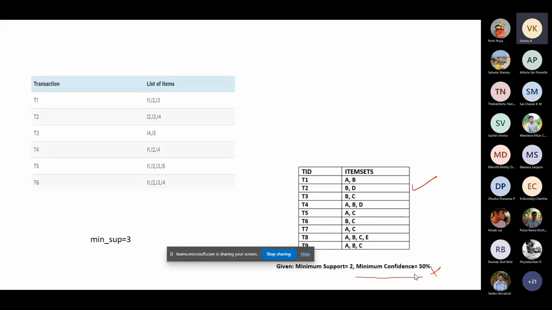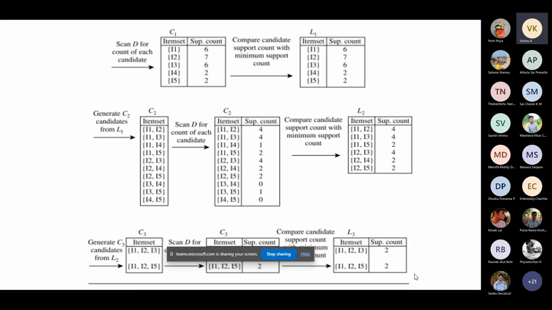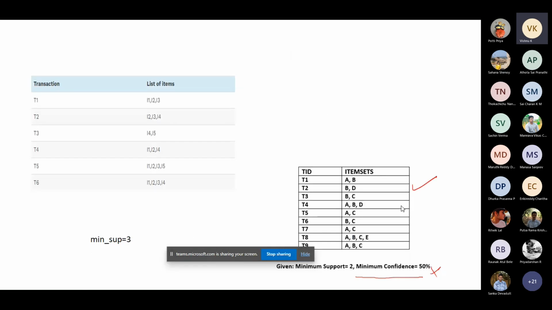Ma'am, I actually had a doubt also. In that L2, there is BD with 2 as the frequency. So we ignore that, ma'am? Just a minute. Which one? In L2, yes, the L2 has BD with frequency 2. So you have to consider that. Support count is 2, right? Minimum support count is 2.